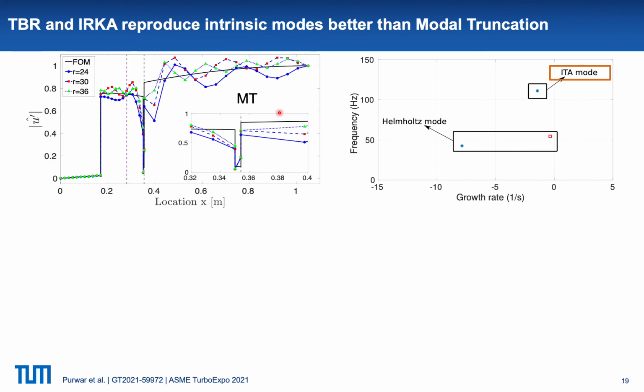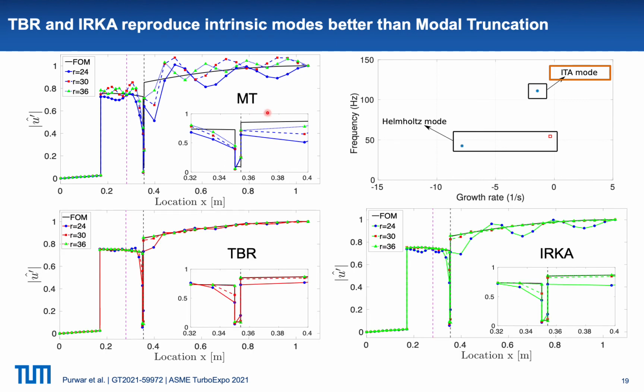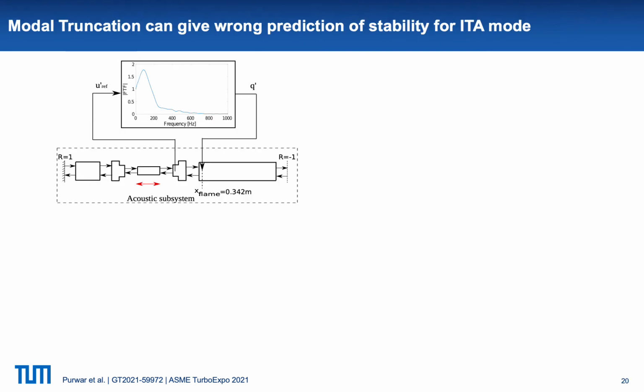The eigenmode shapes also show significant deviations due to Gibbs phenomena for modal truncation, whereas the mode shapes improve for the other two methods when the order of the reduced model is increased sufficiently. Here also, we can conclude that TBR and IRKA perform better than modal truncation.